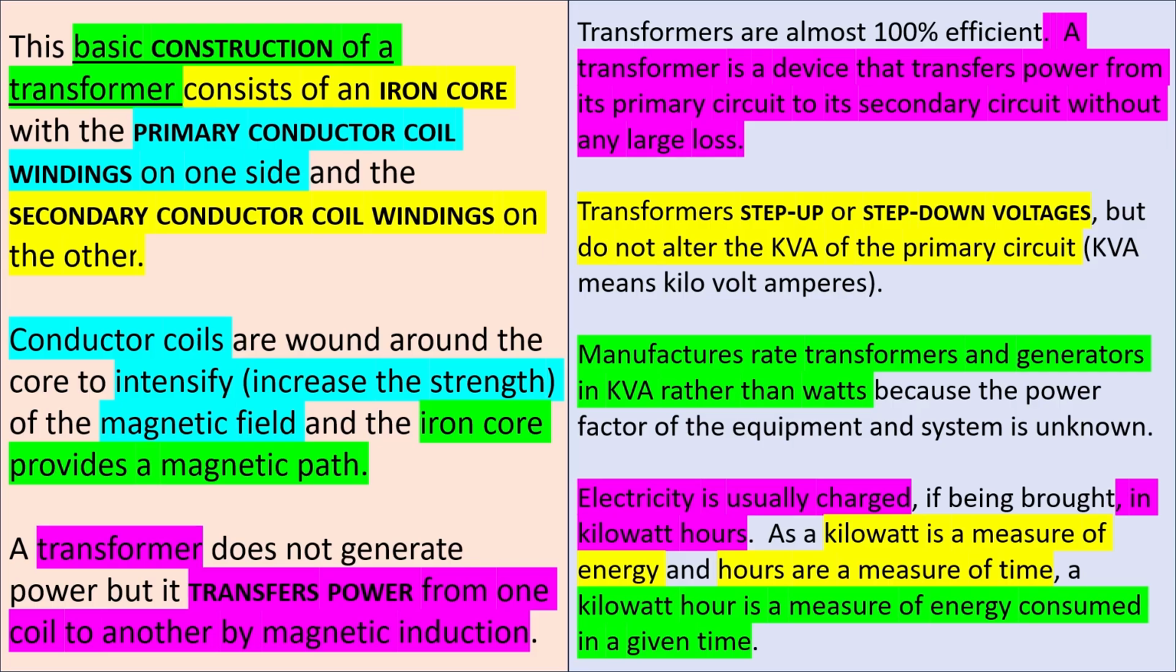Electricity is usually charged, if being bought, in kilowatt hours, as a kilowatt is a measure of energy and hour is a measure of time. Kilowatt hour is the measure of energy consumed in a given time.